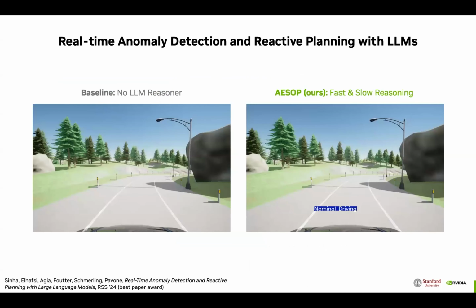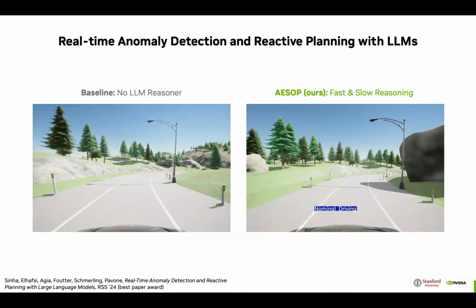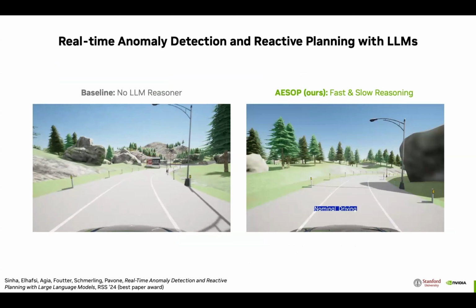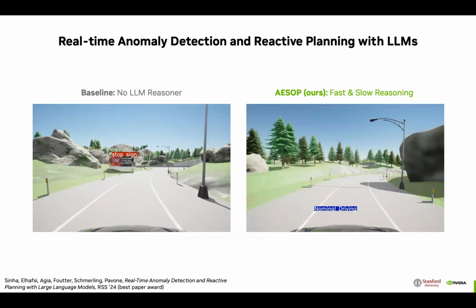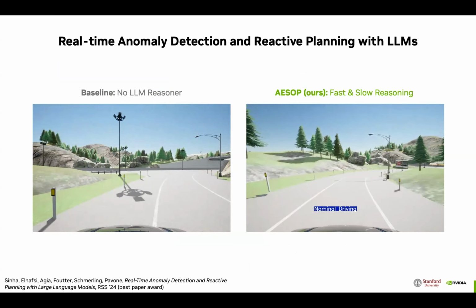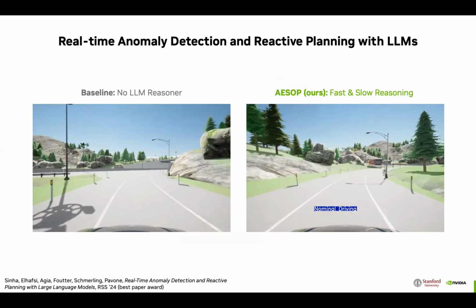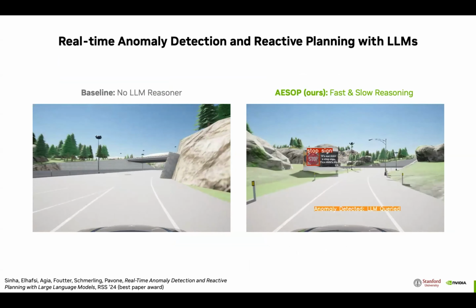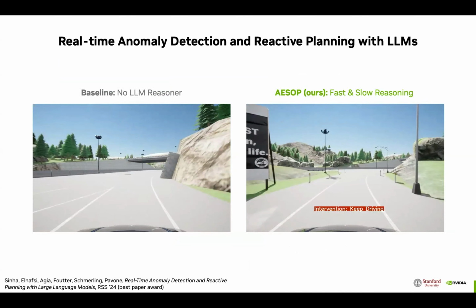So we recreated the scenario of the stop sign on the billboard. On the left, you see a stack with no runtime monitor that doesn't stop at the stop sign. So it's a failure mode. You should have stopped at the stop sign. Without our methodology, actually, the model understands there is an anomaly, but then it concludes that it can keep driving because the stop sign on the billboard is not a legal stop sign.